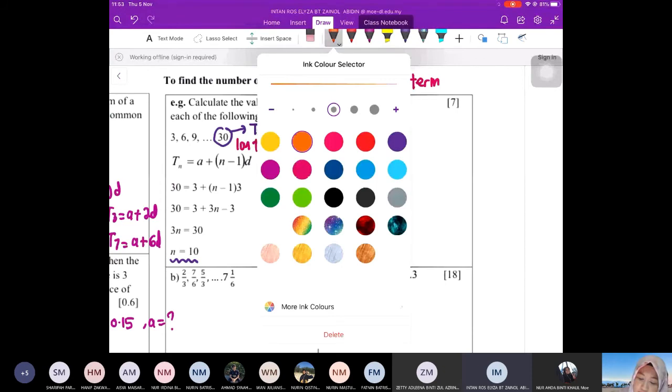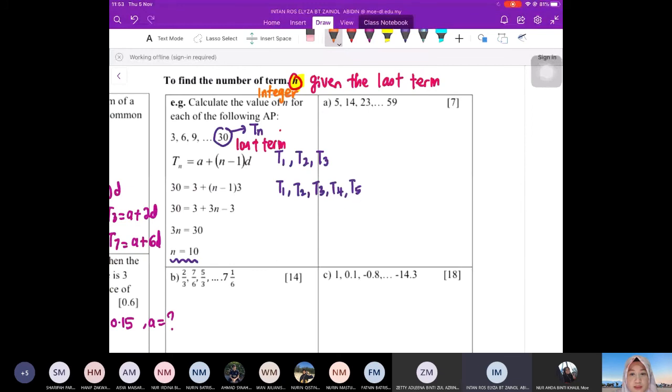Number of term must be integer. Sebab tu nanti ada problem solving group lain buat. Kalau you berjumpa dengan inequalities greater ke apa ke, you dapat n greater than decimal, kena pilih dia as integer. n equal to integer. Because term dia kan T1, T2, T3, first term, second term, third term, ada ke term yang ke 2.3? Ada ke? Tak ada kan? Dia mesti integer. Mesti first term, second term, third term dia mesti integer.